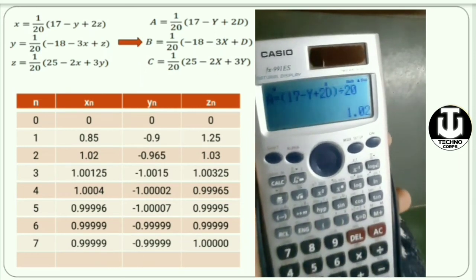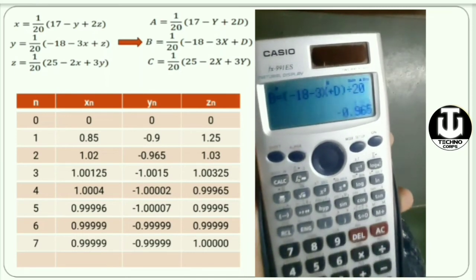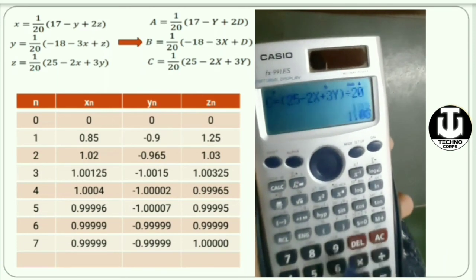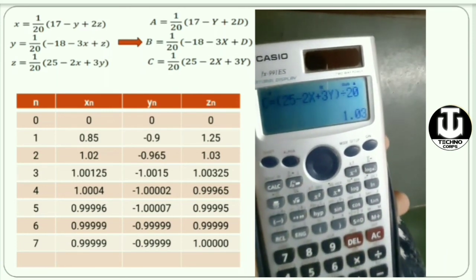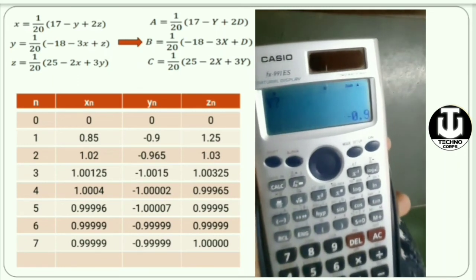So what is the next value for x? That is 1.02. This is x2. What is y2? That is minus 0.965. You can check in the table. Next is z2, 1.03. So we are getting all the values in just one click.